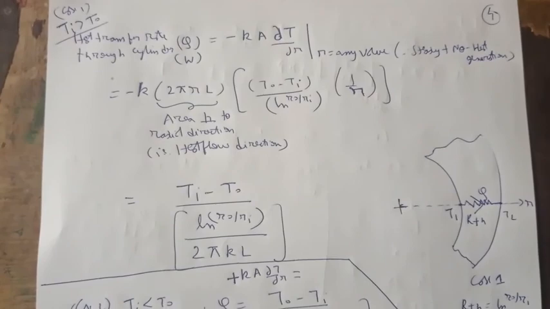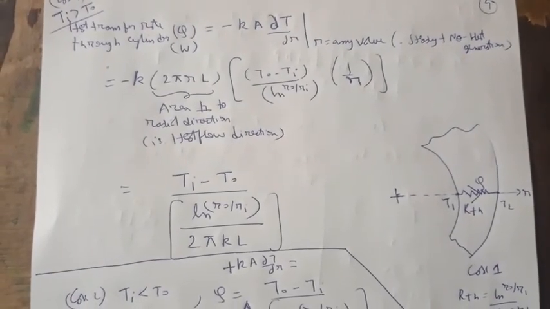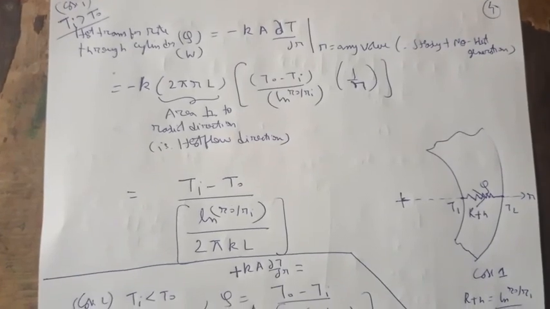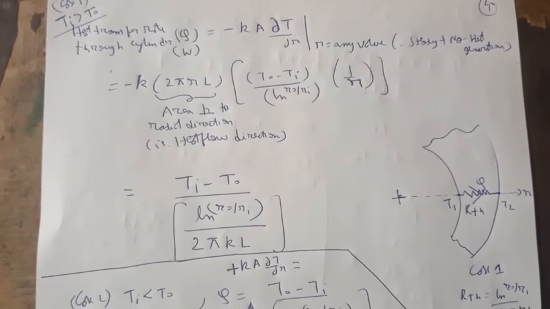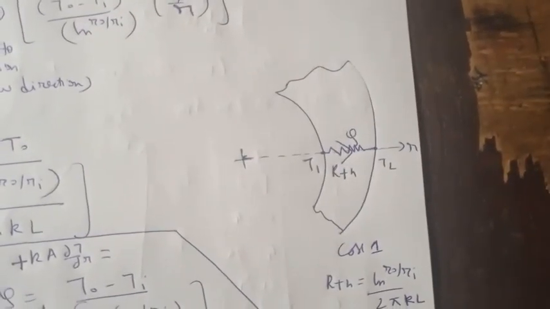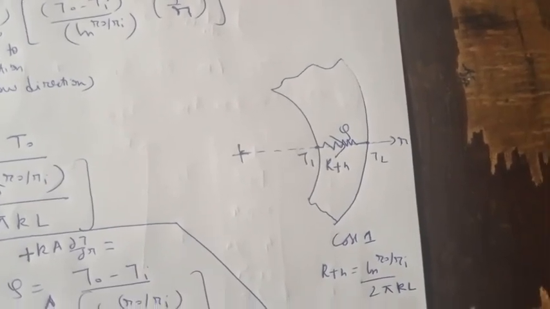This is written in this form: Q equals delta T upon thermal resistance. So the heat transfer rate is compared to current, Ti minus To is compared to voltage difference, and the denominator is compared to the resistance. In this diagram we have shown T1 and T2 as the voltage difference, R_th as the resistance, and Q as the current, an analogy to electrical circuits.